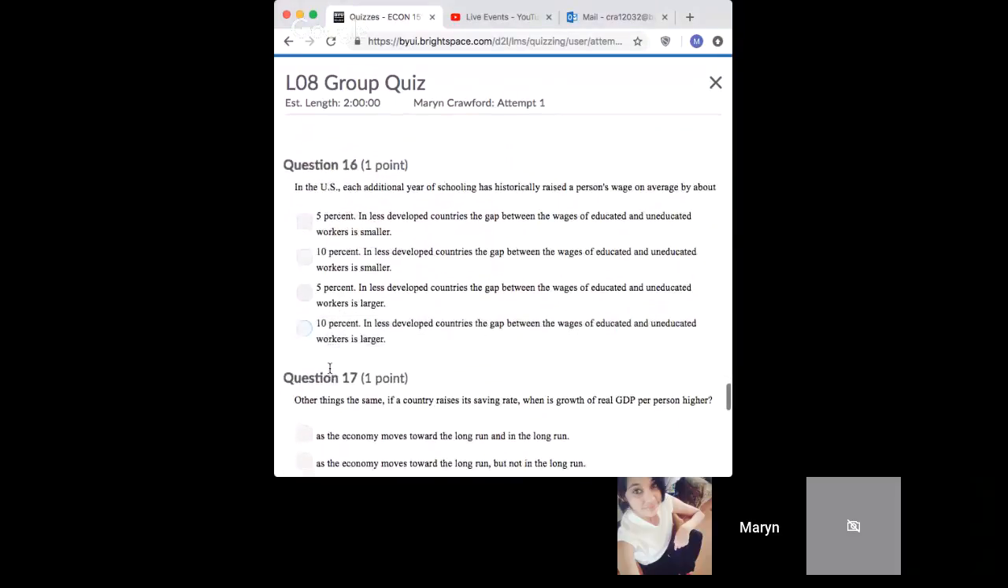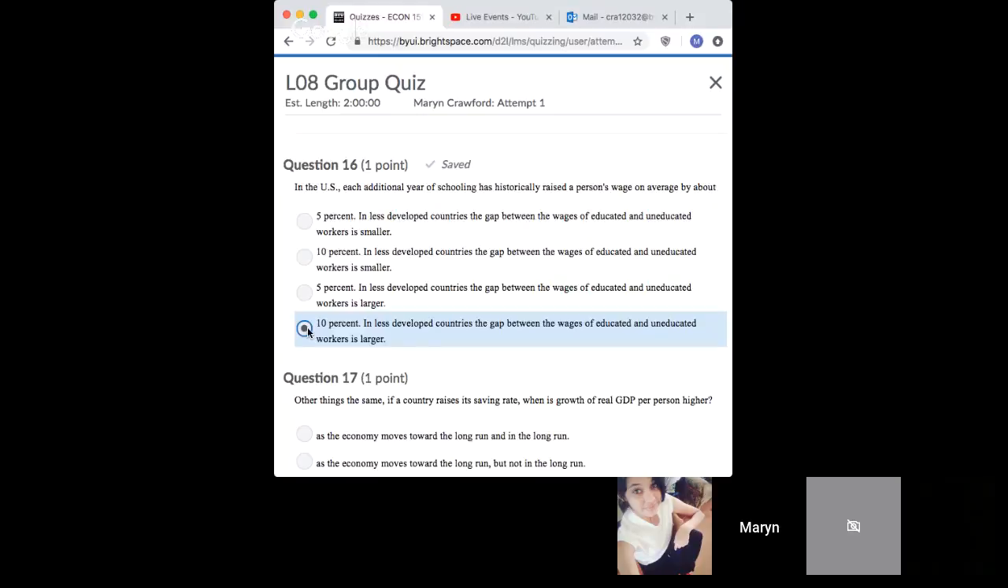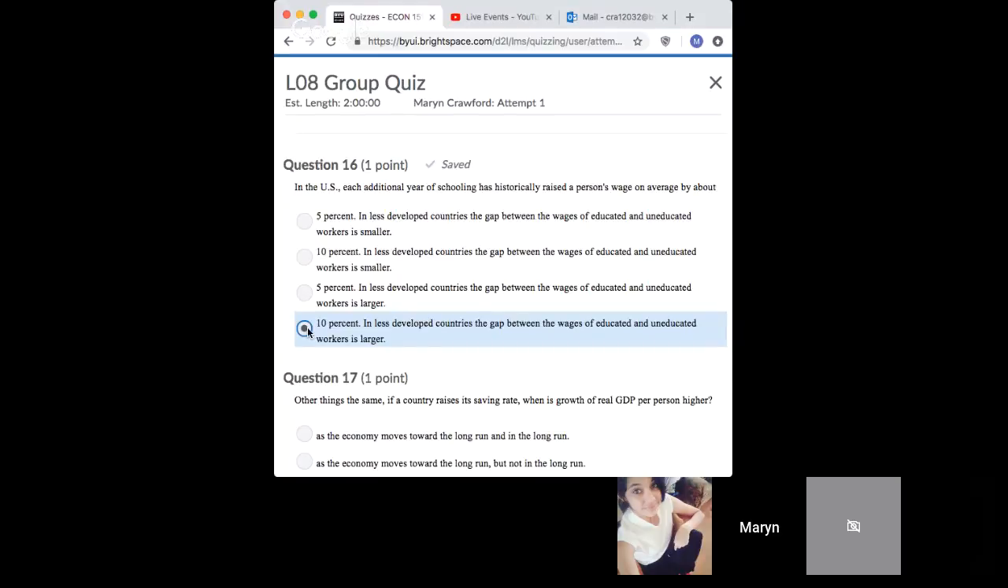For 16, I thought 10% and larger. It said 10% D in the PowerPoint. Yeah, it's in the book too. That's word for word in the book. Oh, cool. Okay. Sometimes I spend more time studying the PowerPoint than the book, just depending on the week, because sometimes it's harder in the book. Right.